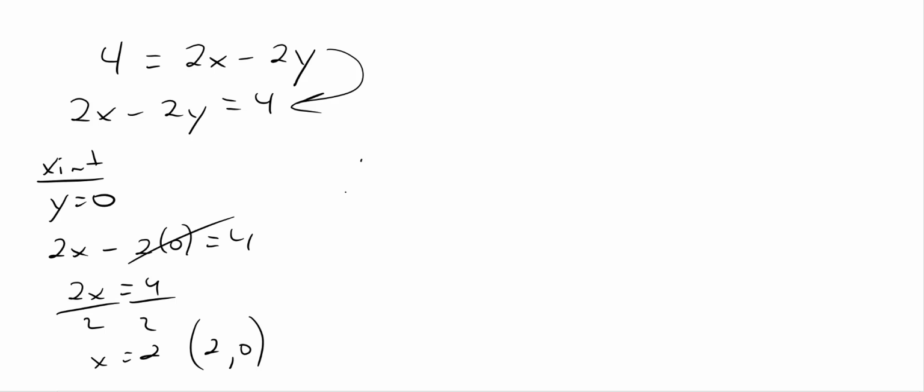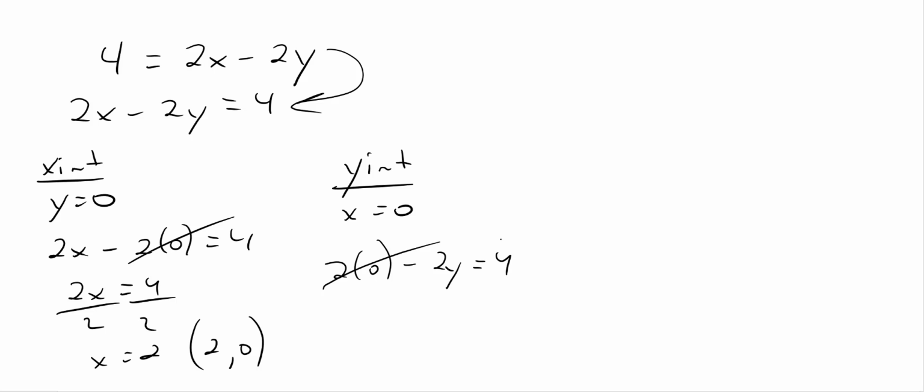Then to find my y-intercept, I set x equal to 0. So 2 times 0 minus 2y equals 4. So that cancels out. Negative 2y equals 4. Divide by negative 2, y equals negative 2. So your coordinate is (0, -2).